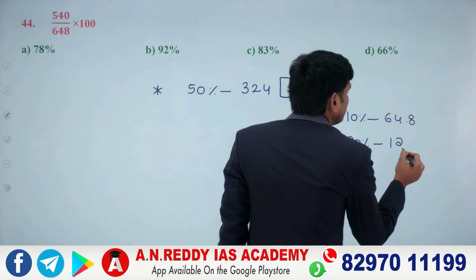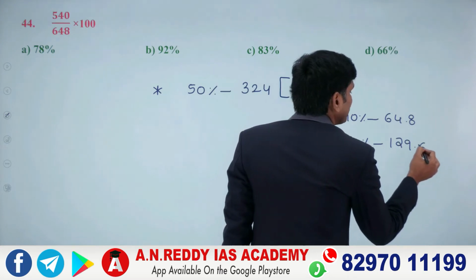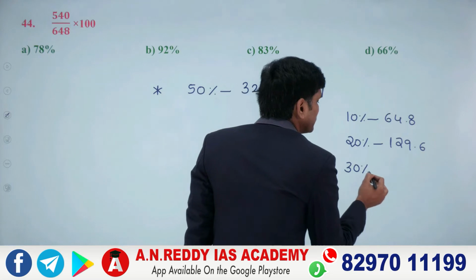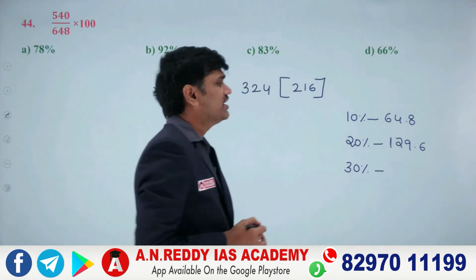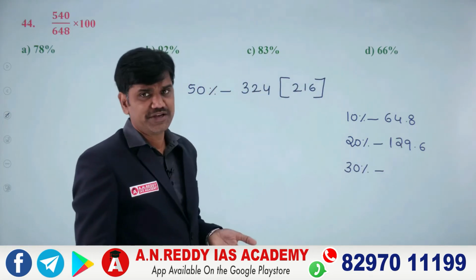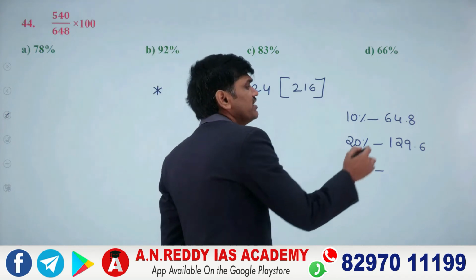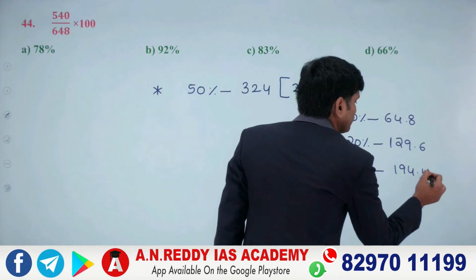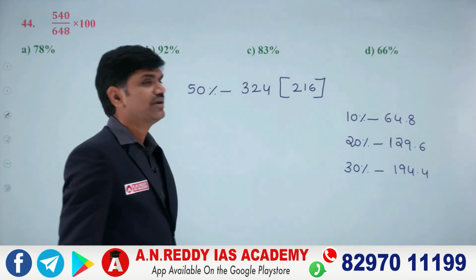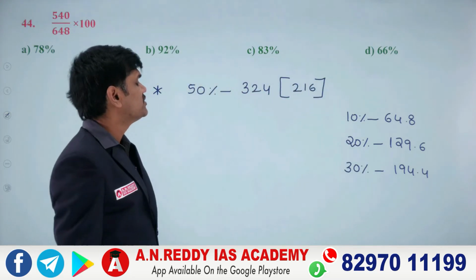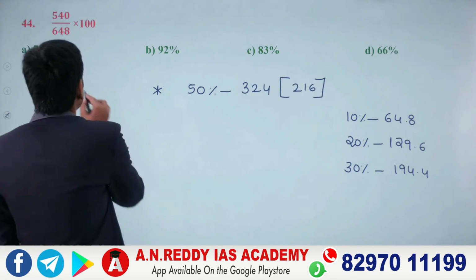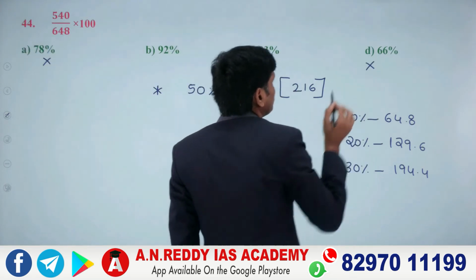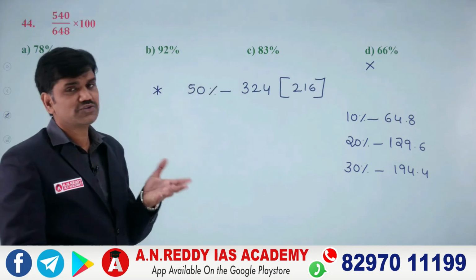20% will be 129.6, I can go for. 30% will be 3 times, na. 30% means 3 times of 64.8. 3 times of 64.8 will give you 194.4. I can go for 30%. So my answer is more than 80%. So leave this. More than 80%, that's very much sure.